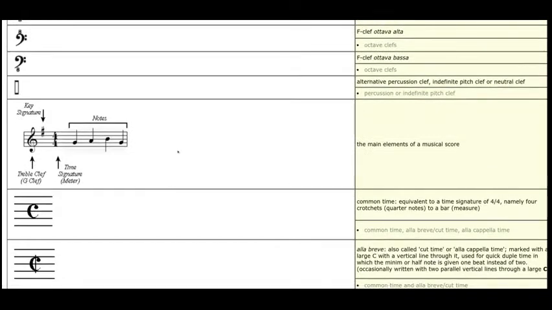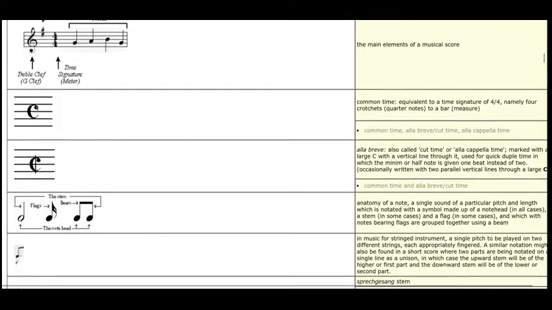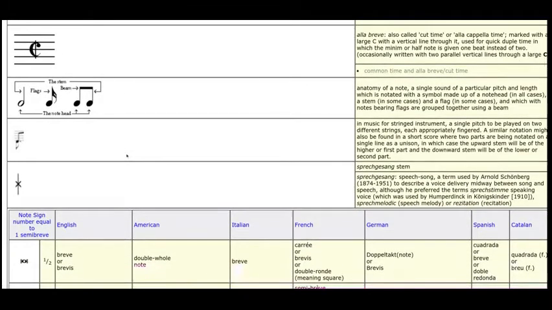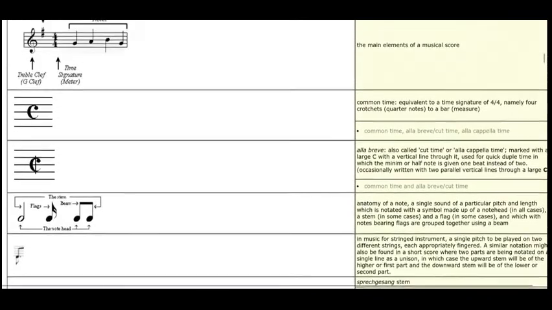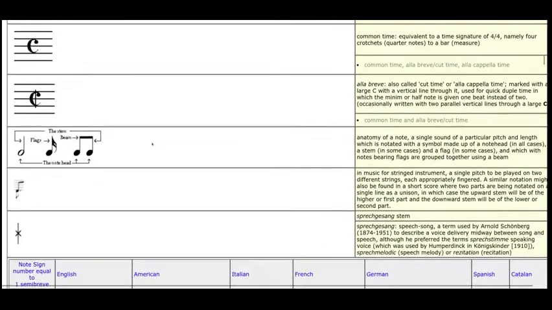You should know all that stuff. The C, this is common time or 4/4 time. You guys should be familiar with this. The C with a slash, that is cut time or 2/2 time. If you don't understand those time signatures, go back to my video on time signatures.